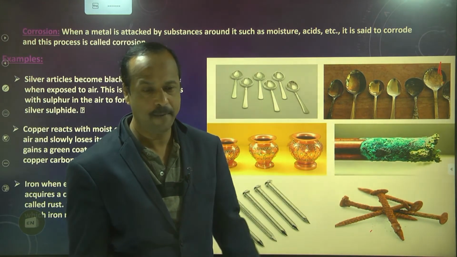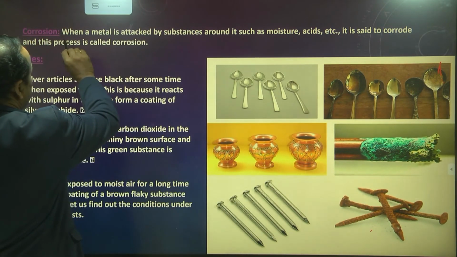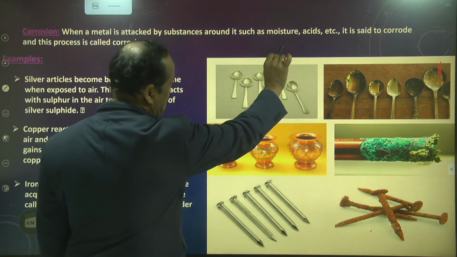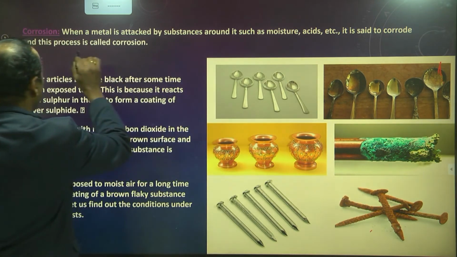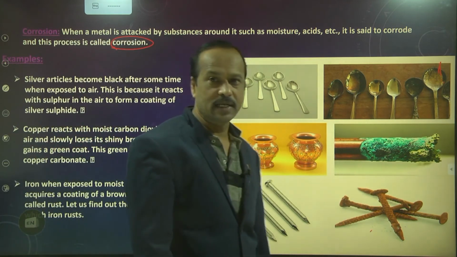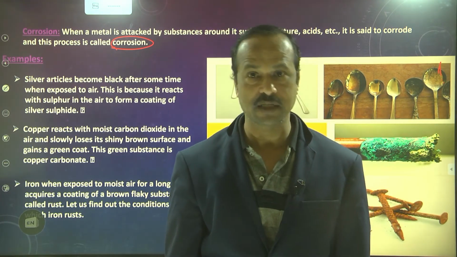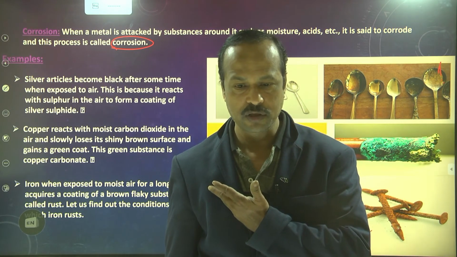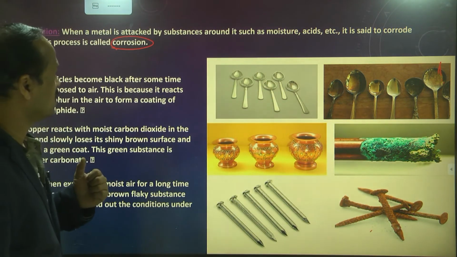What is this phenomenon called? Corrosion. So see here, the corrosion definition: when a metal is attacked by substances around it such as moisture, air, gases, acids, etc., it is said to corrode, and this process is called corrosion. So when metals are exposed to air or moisture, or sometimes even acids, they get corroded. So that is called corrosion.